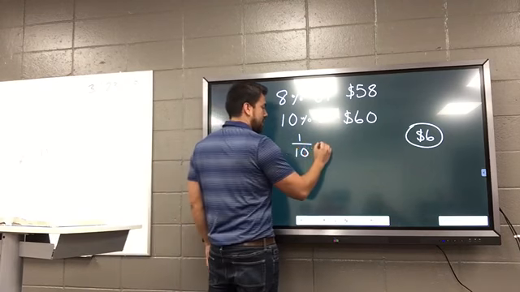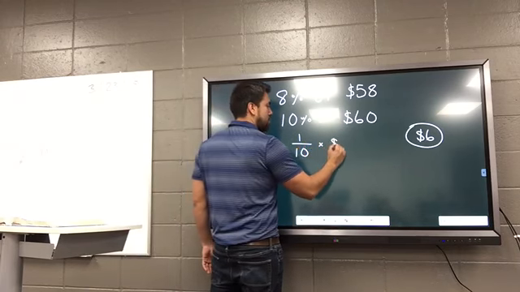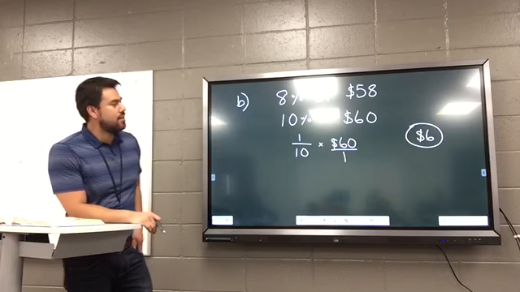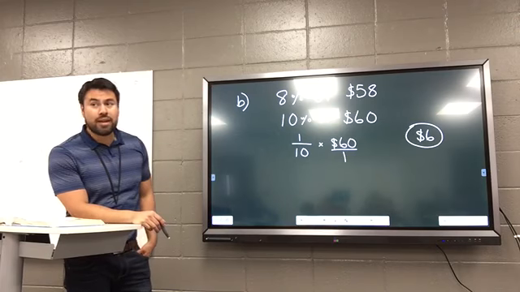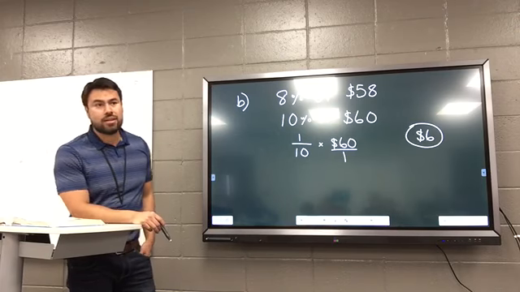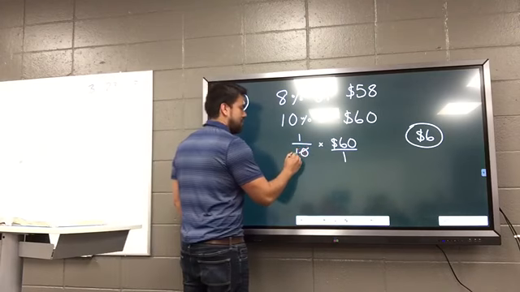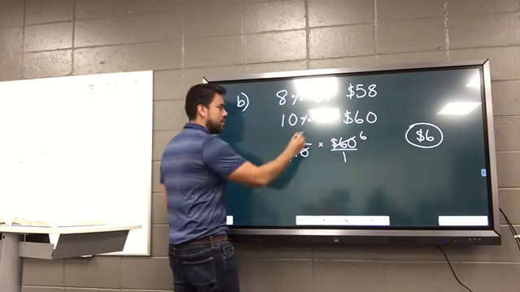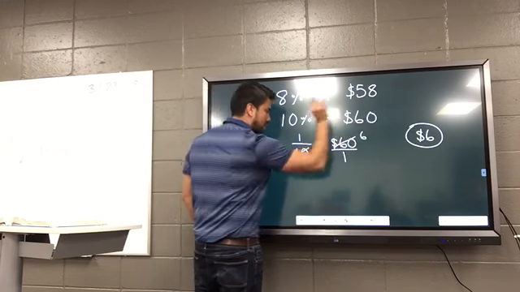And then what does of mean? Yep, multiply. Of 60, which is like over 1. Can you do anything before you multiply? Can you do anything here, Davis? You can change 10 to 1 and 60 to 6. And you get 1 times 6, 1 times 1, $6.